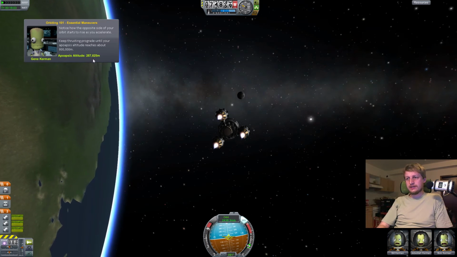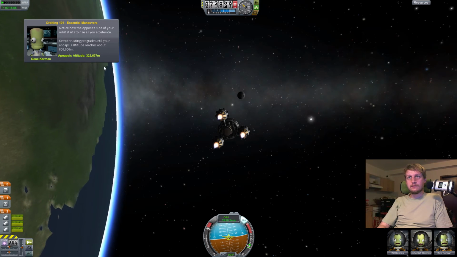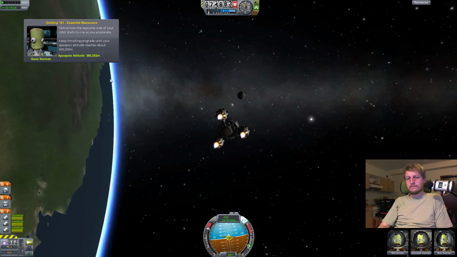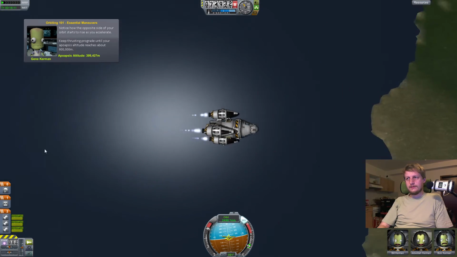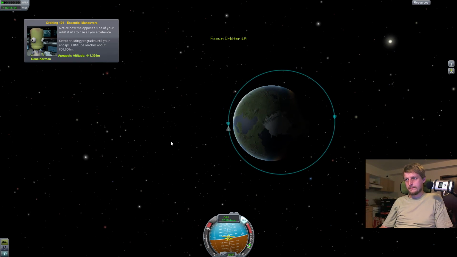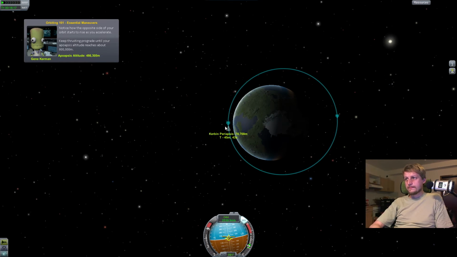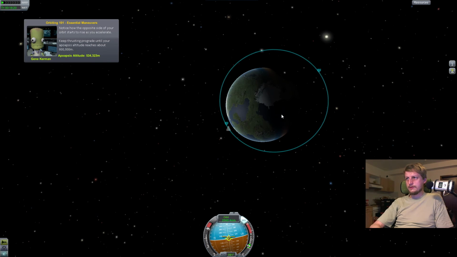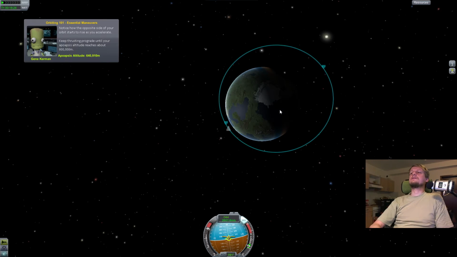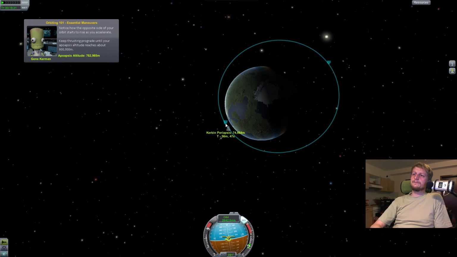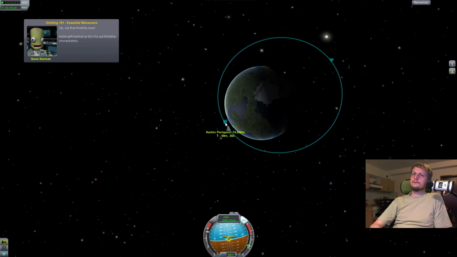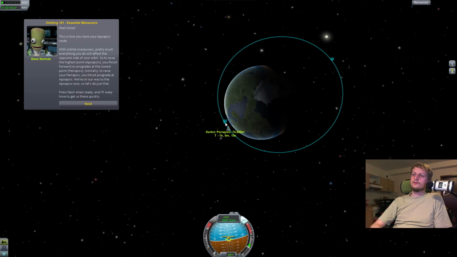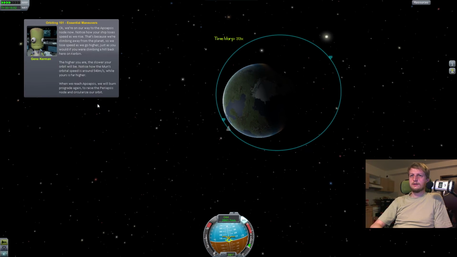Apoapsis altitude. Yes. Oh, is it nice? And we see what it's doing to our apoapsis. Wonderful. I understand. I understand. And if you accelerate, oh, and with X you can cut the throttle completely.